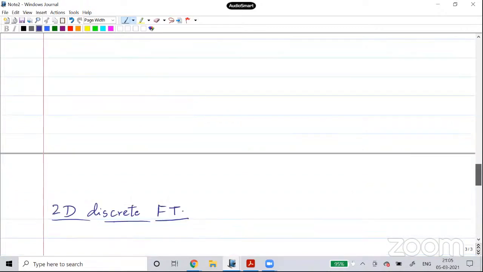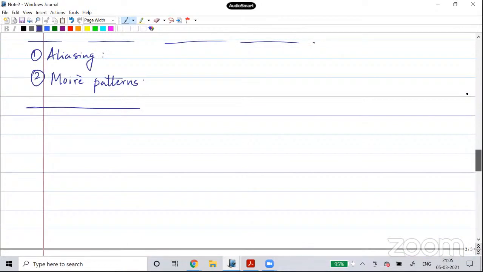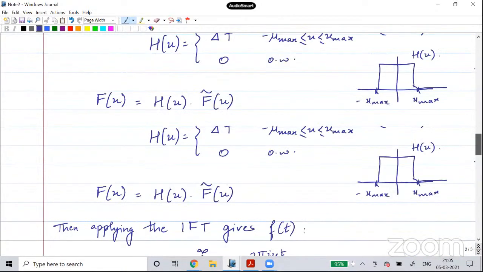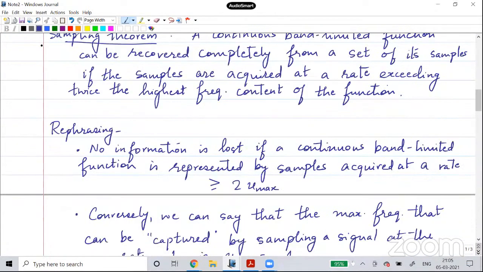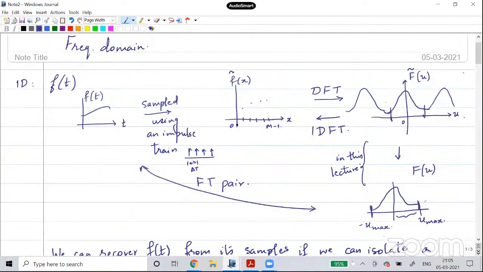I started my lecture with this diagram, where you have a continuous function of one variable. You sample it using an impulse train, apply the discrete Fourier transform, get f tilde, and from f tilde you know now that this is going to be some box filter times f tilde, right? And you get one period from which you can reconstruct, using the inverse Fourier transform, the original f of t.